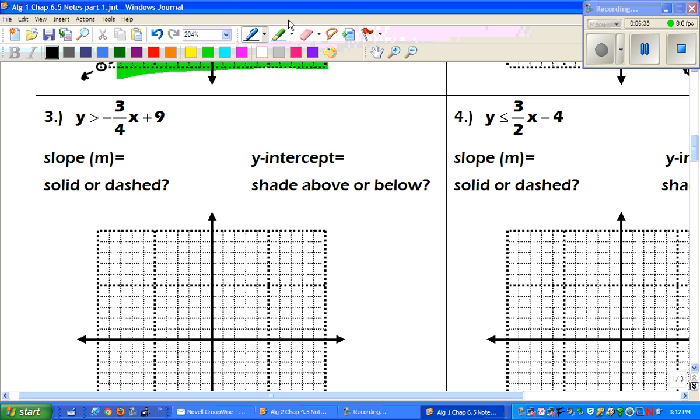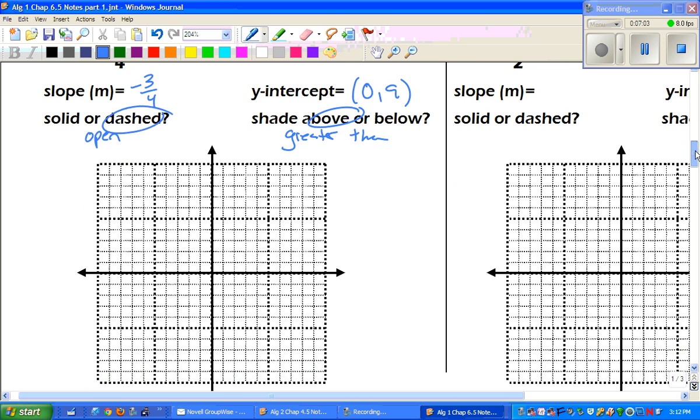Let's do one more together. So, our slope, negative 3 over 4. Our y-intercept is 0, 9. Looking at the symbol, that's open, which means dashed, and it's greater than, so that means above. So it's open at 9, so we got to make sure to draw the circle.